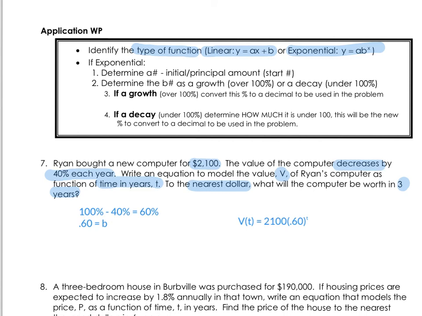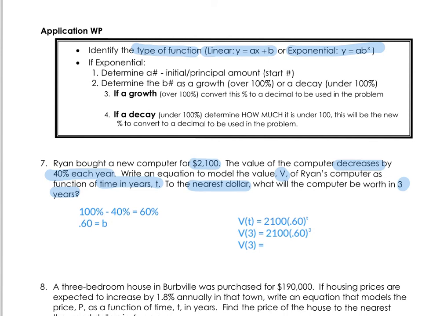Now that I've written the function, I can determine the worth in 3 years. So now instead of being v of t, it's v of 3 because it's 3 years after the computer was purchased. So 2,100 times 0.60 and then raised to the third power. Now it's a job for the calculator. So you can go ahead and put that in your calculator using the 3 for the exponent. So you can just put it on the regular screen, 2,100 parentheses, 0.60 close parentheses, raised to the third power.